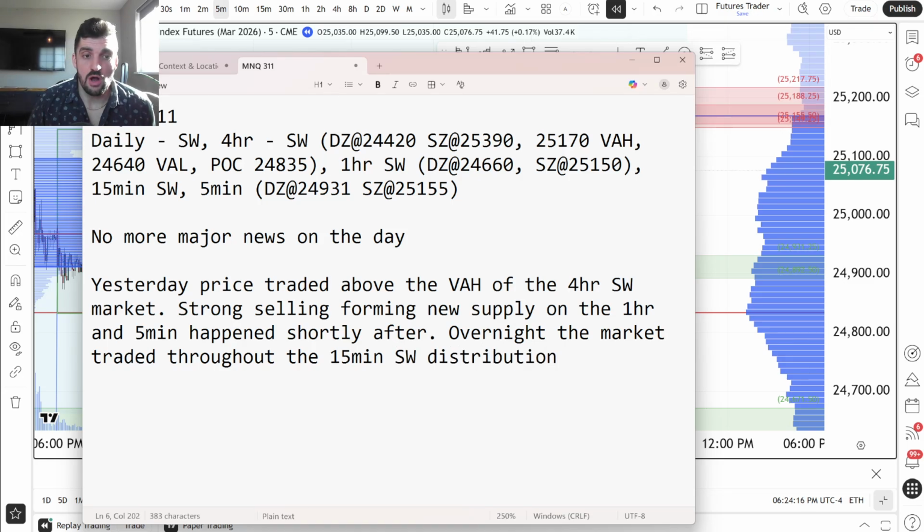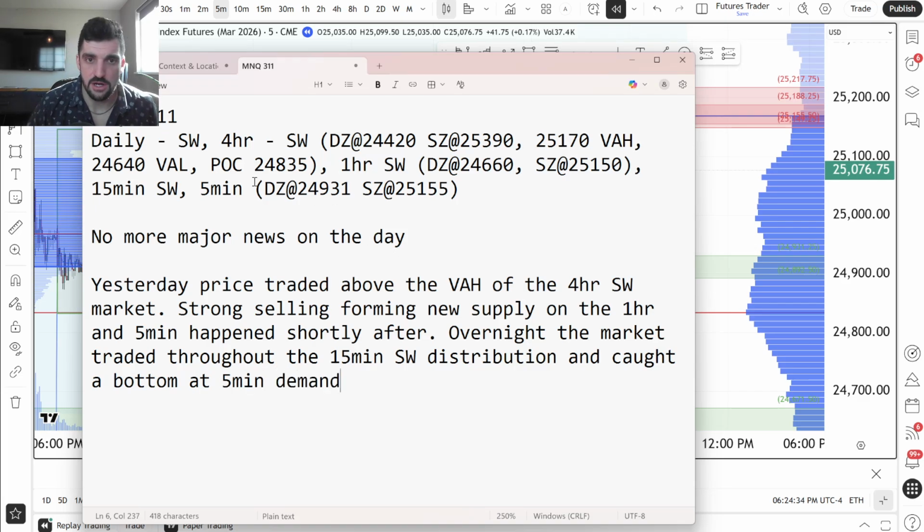Overall, overnight, the market traded throughout the 15-minute sideways distribution and caught a bottom at 5-minute demand. And you should know where all those levels are because you already have them all marked out. Very good.